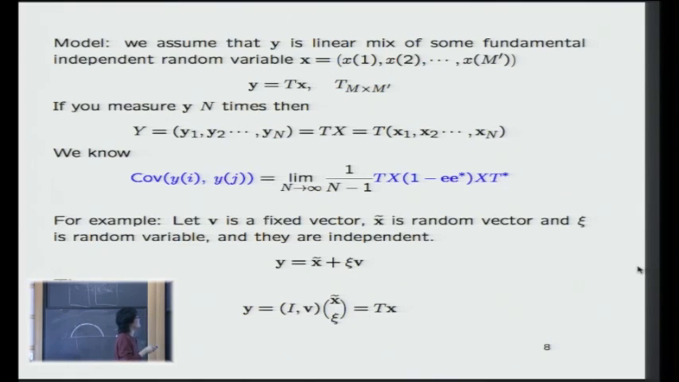Just why is the linear mix of some fundamental independent random variables? It's the linear combination of other random variables, and these random variables are independent to each other. So this is our assumption. Of course, it's not necessary in this way, but I think it's a relatively general model. I hope they believe this is true. Then I can sell these results to them.